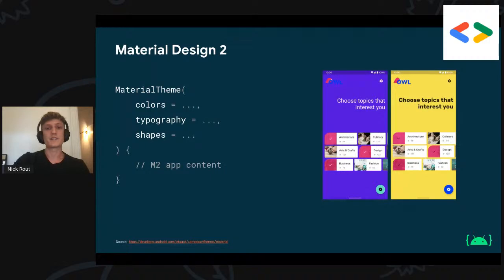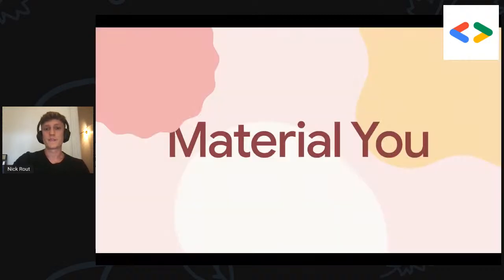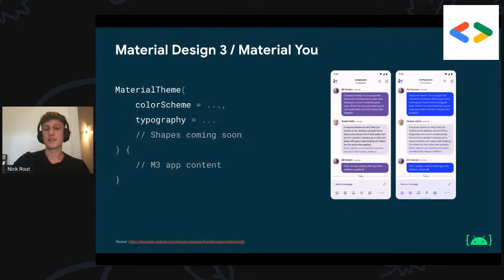theme by using the material theme composable, passing it colors, typography, and shapes. These are the 3 systems of material theming, which the material components and other parts of your app will use in a theming way. With Material Design 3 / Material U, it's very similar. In fact, the composable name is exactly the same, except the parameters are slightly different. There isn't any shape theming at the moment, but you do pass through a color scheme and typography.